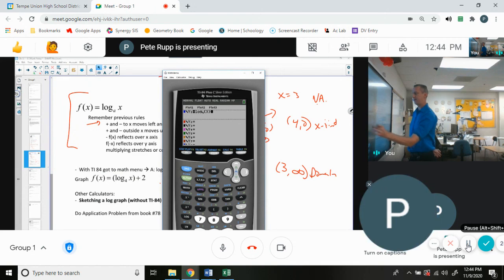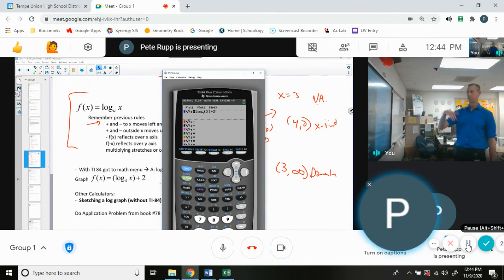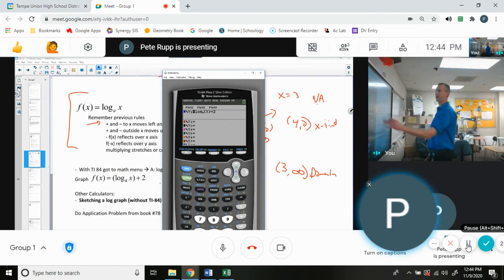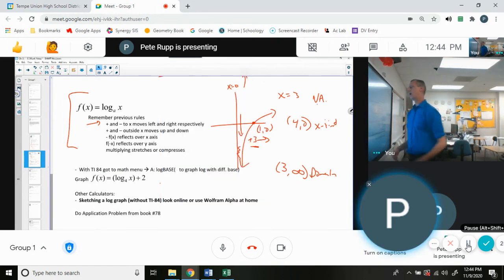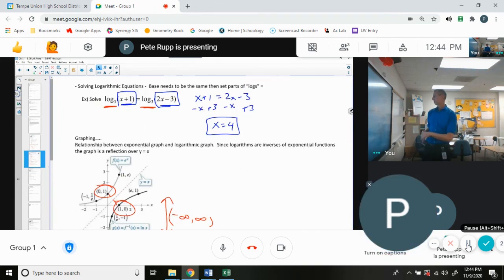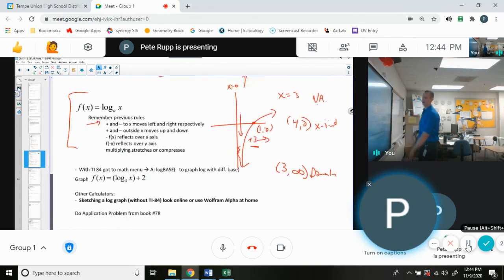And then on the outside, I'm going to have plus 2. So think about what that does. That's going to take your normal logarithmic function, and it should shift it up 2. So hopefully when we graph it, we see it shifted up 2. And there we go. So it's our normal curve, but it's shifted up 2. So if I ask you to graph it, just go ahead and type it in using the log base to graph. Okay, so that right there is 3.2 on logarithms.